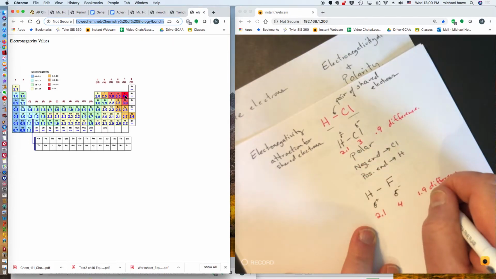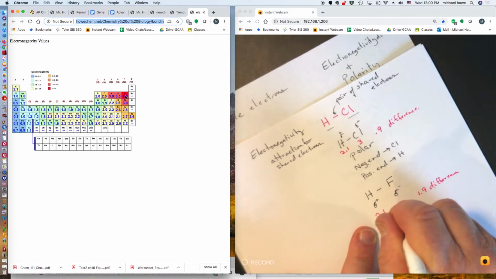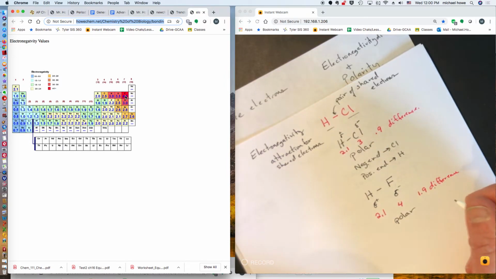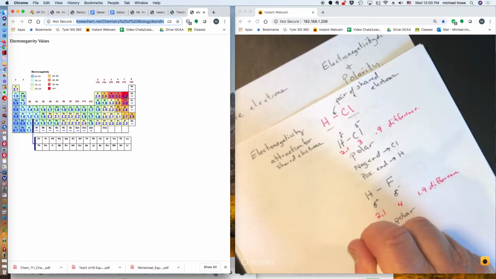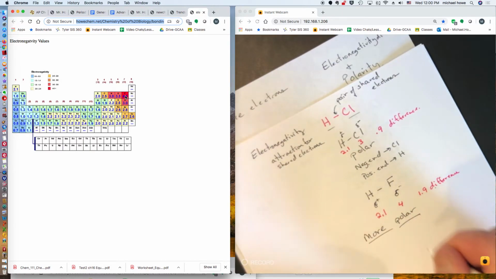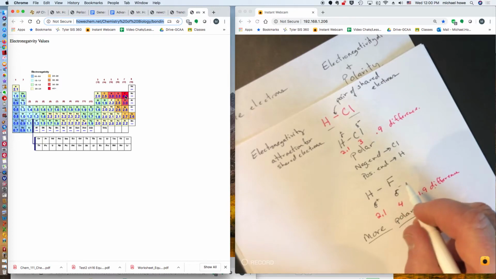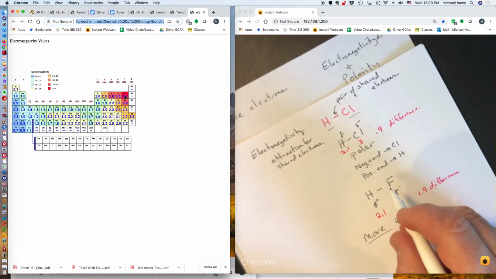So this one is also polar, but which one is more polar? More polar. And that's the HF, it's more polar. So which one's going to make a stronger magnet? If they were magnets, they're not really magnets, but they kind of act like magnets. Which one would be stronger?